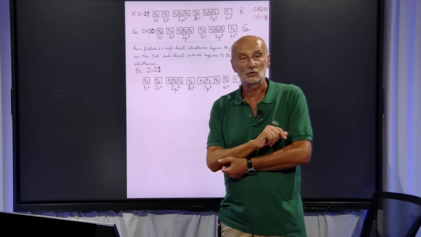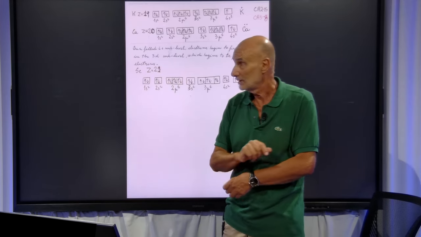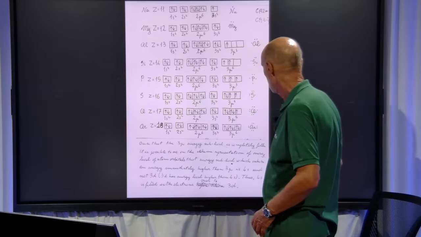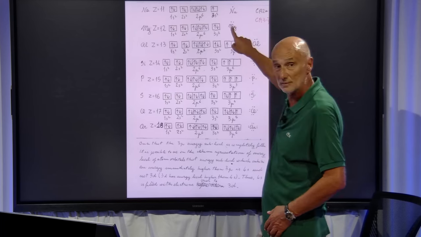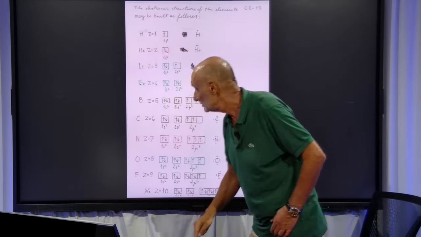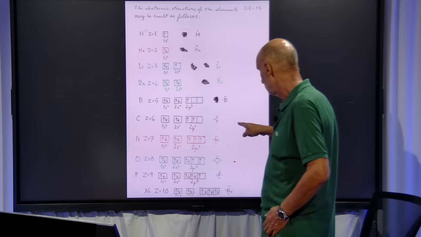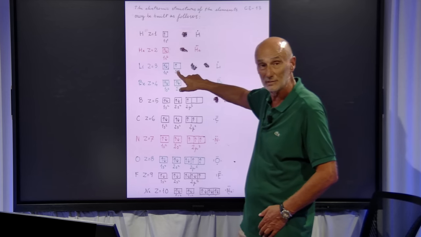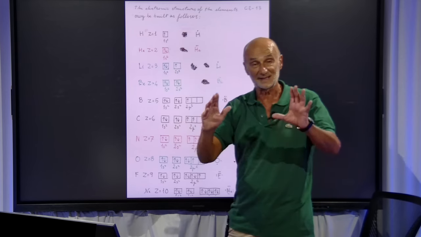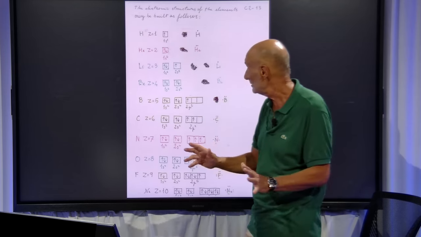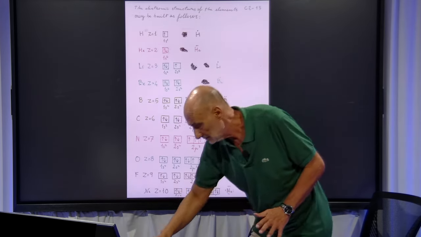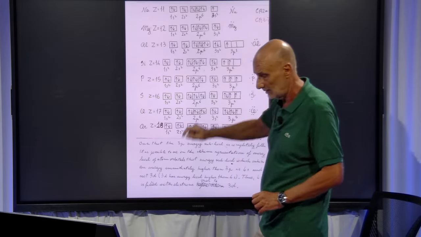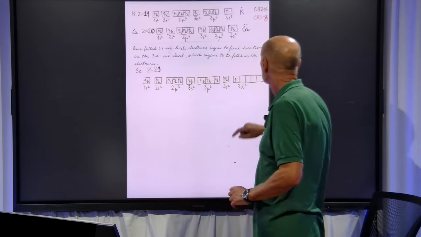Look, the electronic symbol of calcium is this one, and it is similar to the one of magnesium and to the one of beryllium. Okay? Then the symbol of lithium, with only one electron in its outer shell, is similar to the one of sodium, and the one of potassium.